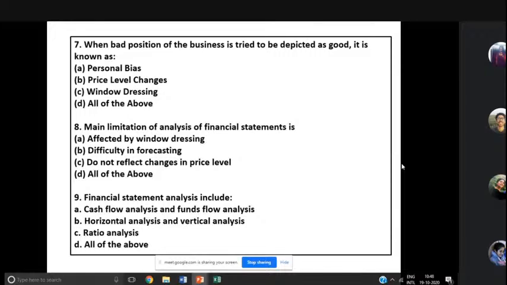Tell me, ninth one, what is the answer? Not financial statement, it is financial statement analysis. Put a double line below the word analysis. Includes all of the above. Yes, all of the above. Therefore, learn all the headings: vertical analysis, horizontal analysis, ratio analysis, cash flow analysis.